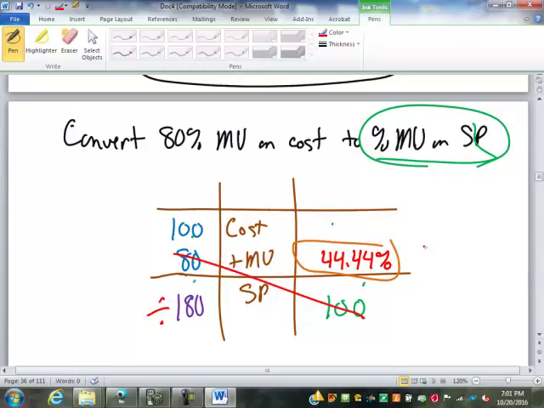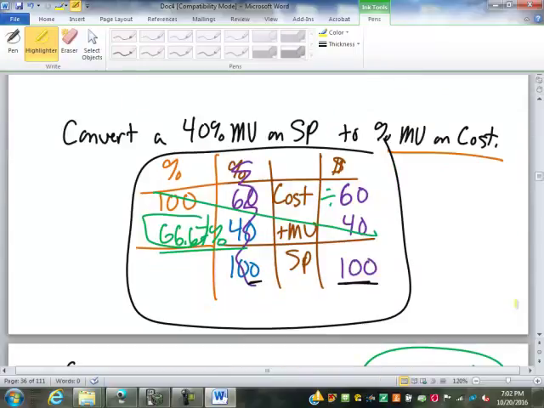Questions? So basically what I'm doing is on one side, this is the percent on the cost. On the other side, this is the percent on the selling price. Notice, on this side, the 100% is with the cost. On this side, the 100% is with the selling price. So it allows me to put the table side by side. If that makes sense to you, great, use it. If not, go back to this.